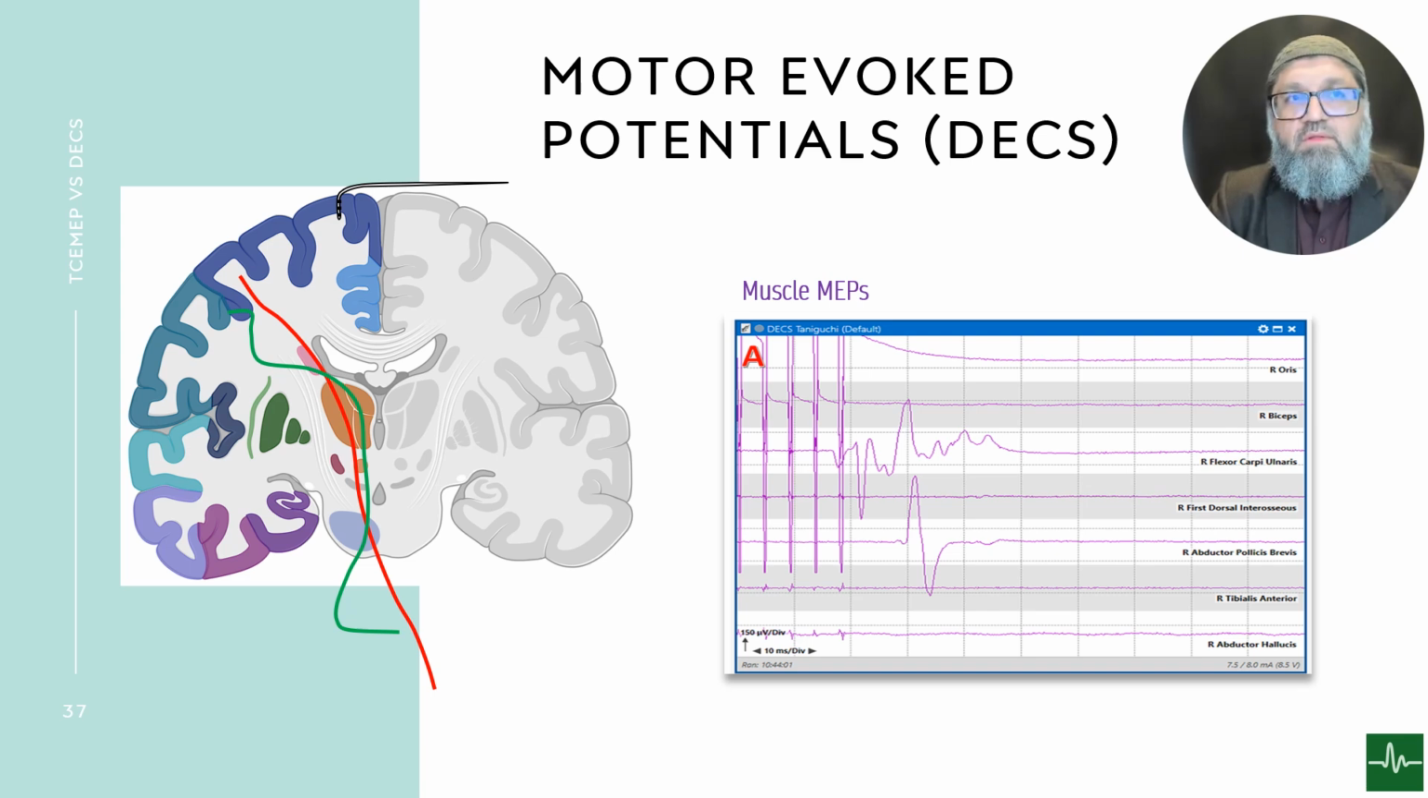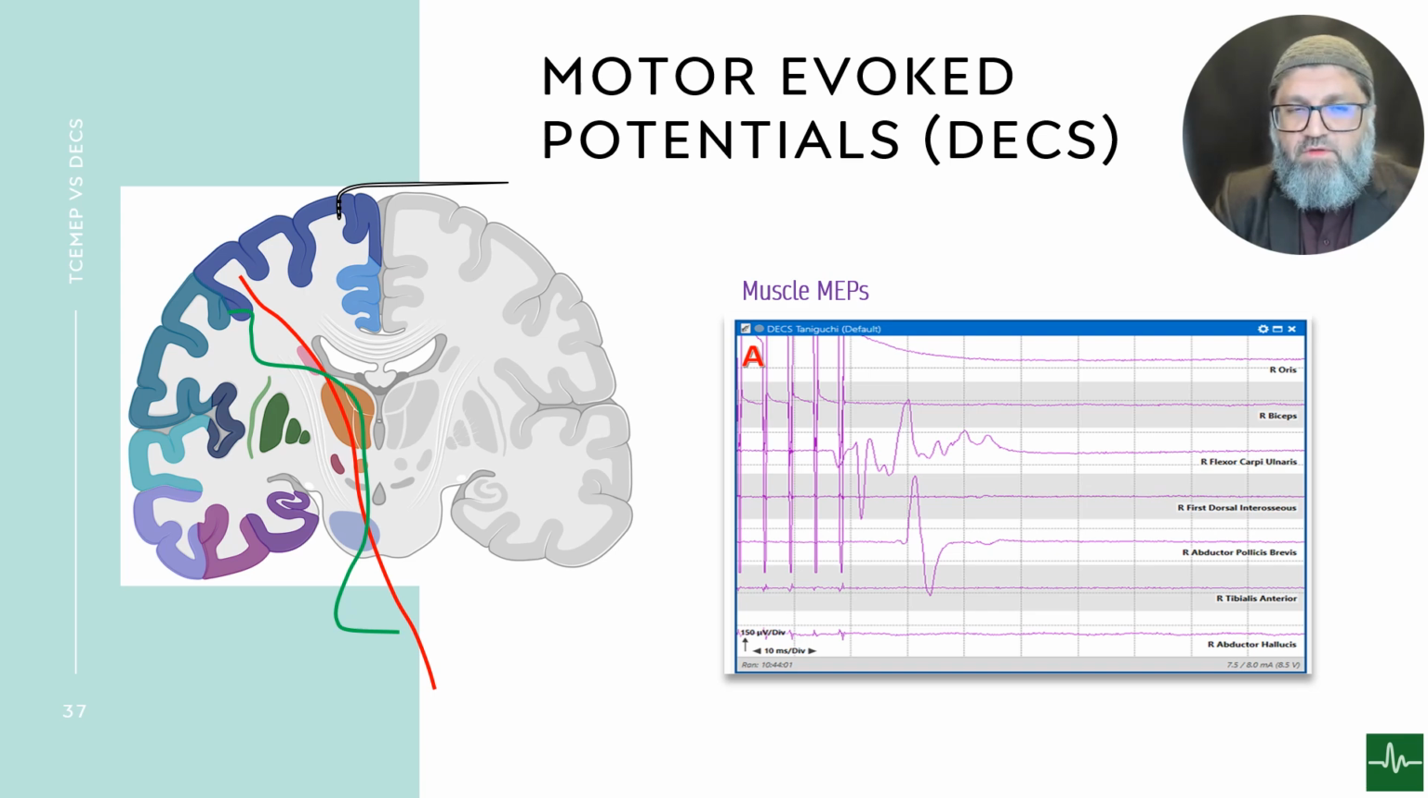So this is for direct electrical cortical stimulation. We stimulate with constant current stimulation because it is a very low impedance area. For transcranial, we stimulate with constant voltage stimulation because the voltage is high, so impedance is high.